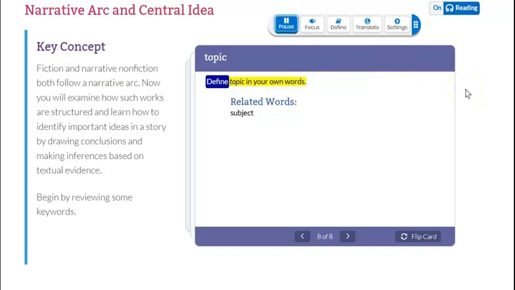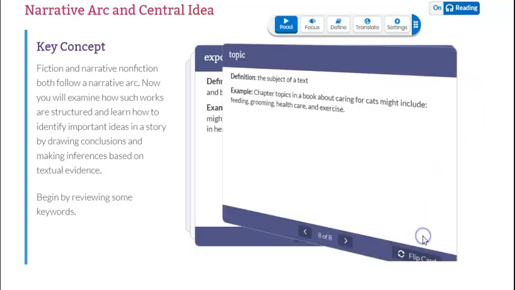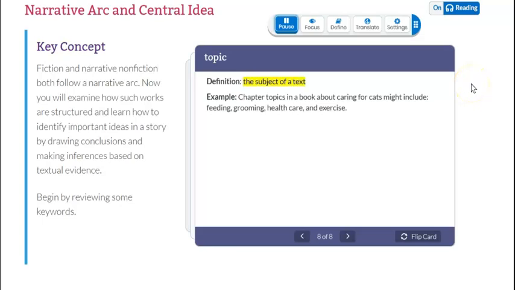Topic. Define topic in your own words. Related words: subject. Definition: the subject of a text. Example. Chapter topics in a book about caring for cats might include feeding, grooming, healthcare, and exercise.